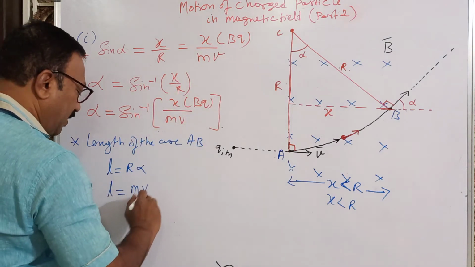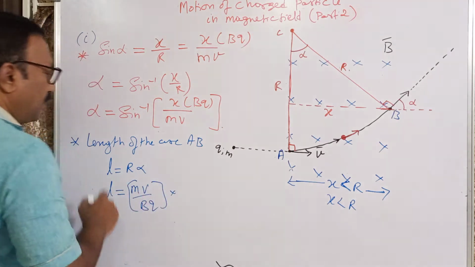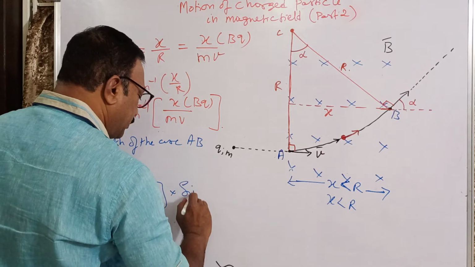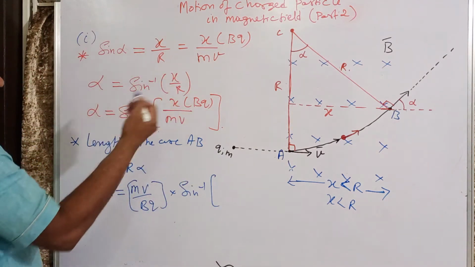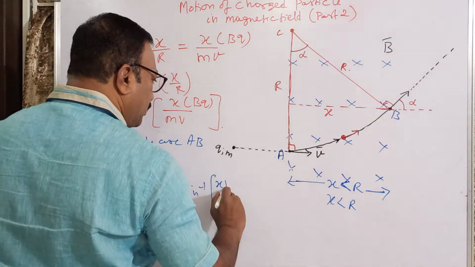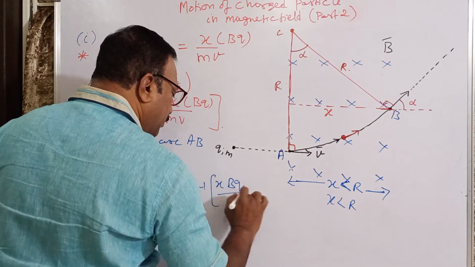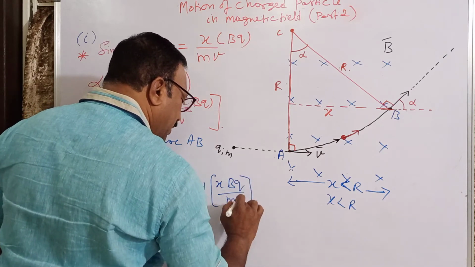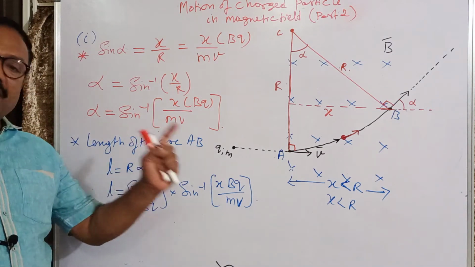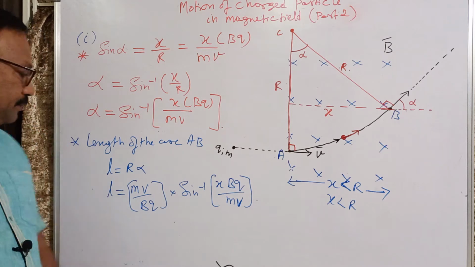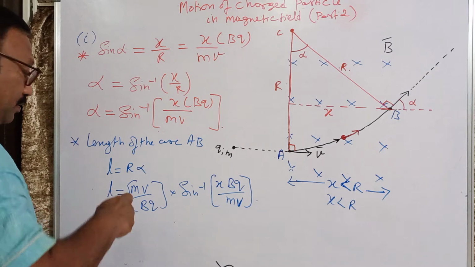So this is mv by bq. What is alpha value? Sine inverse. You can write sine inverse x by r, you can write r. This is also x into bq divided by mv. Also we can write. This is another possible question that they can ask here. And next, one more question also possible.